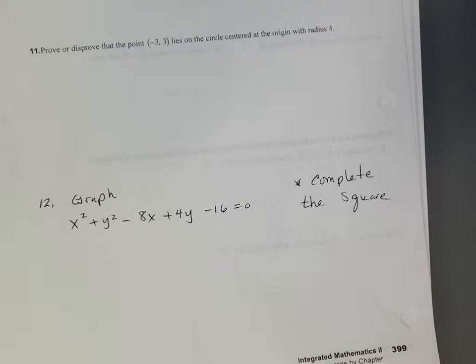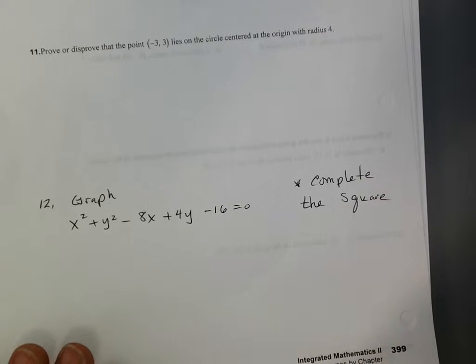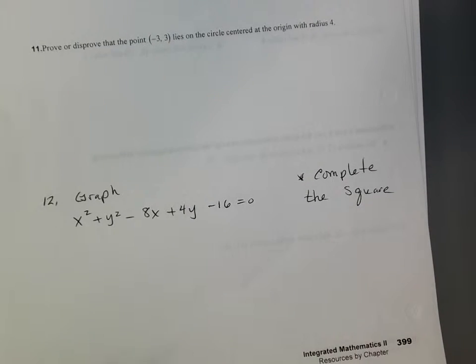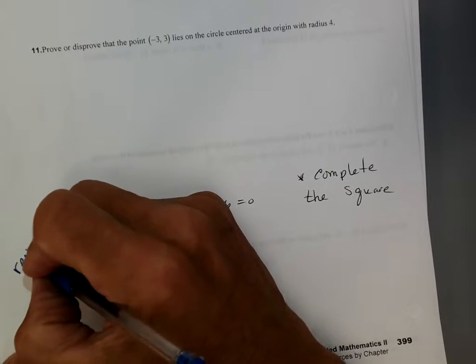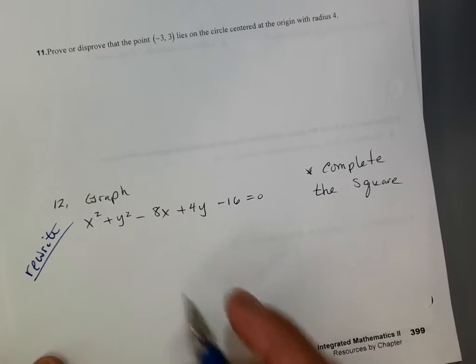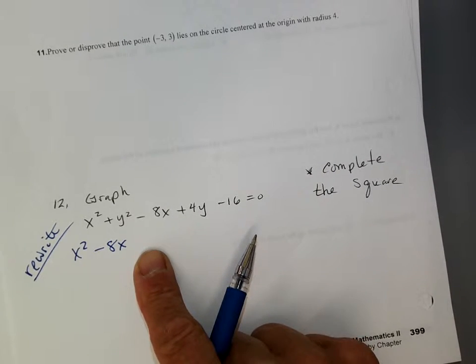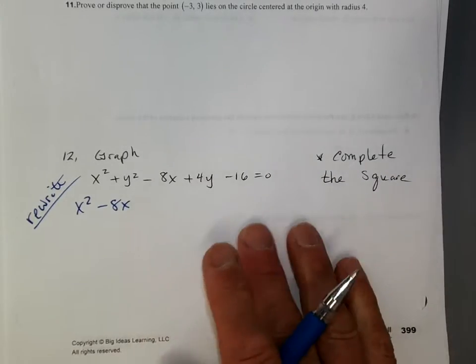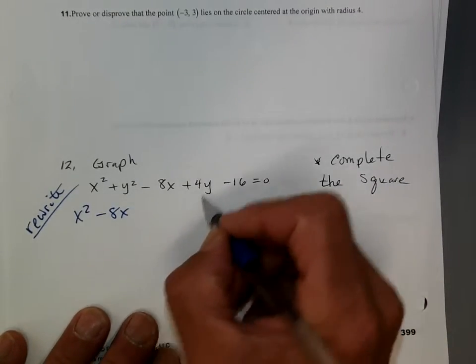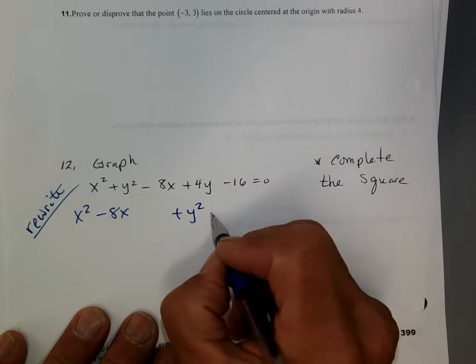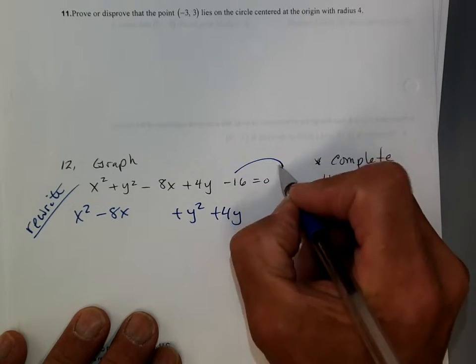But do you remember how to complete the square? You take half of b, you square it, add that to both sides, factor. Okay, let me show you. It's been a while. So the first thing I'm going to do is rewrite this, and I'm going to put the x's together: x squared minus 8x. Leave a space. Plus y squared plus 4y. Leave a space. And I'm bringing the 16 over.